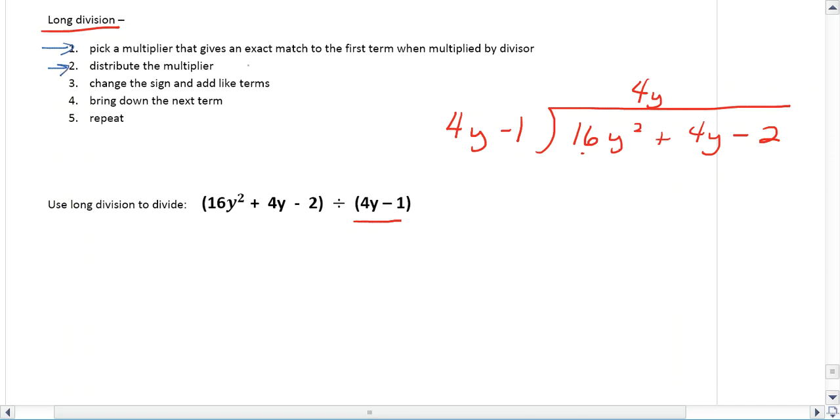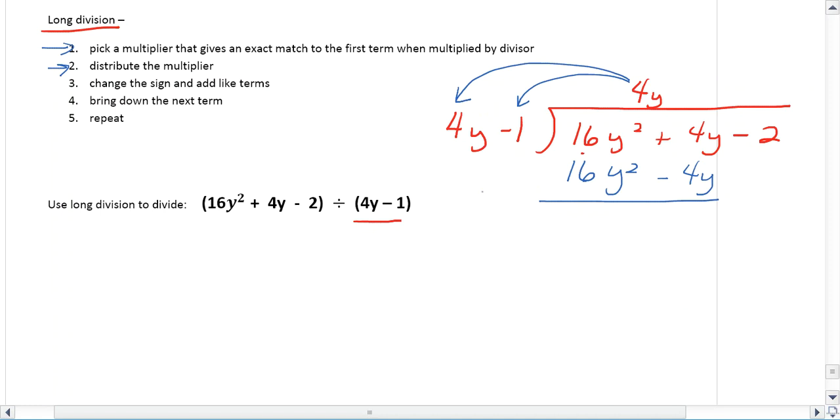Now we're supposed to distribute the multiplier. So I'm going to draw in the arrows what I mean by distribute. You're going to multiply that 4y times 4y, and then we're going to multiply the 4y times the negative 1. So if I multiply that, I get 16y squared minus 4y. Now I'm going to draw a line here. So I always check, this has to be a perfect match.